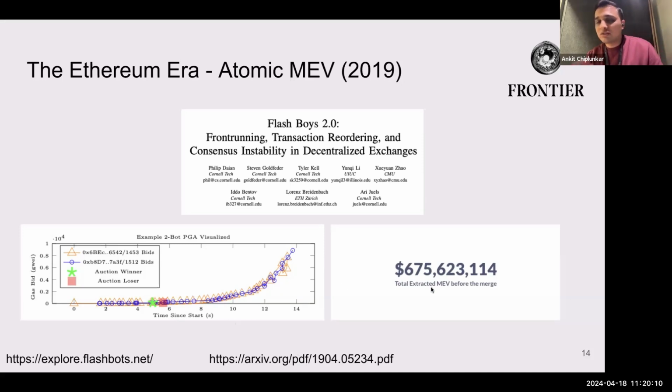But for almost 2 years, from 2020 to around 2022, when there was the merge, almost $675 million of value was extracted from users without their permission by doing atomic MEV. This is riskless, instantaneous. This is pure profit. Almost no barriers to entry.